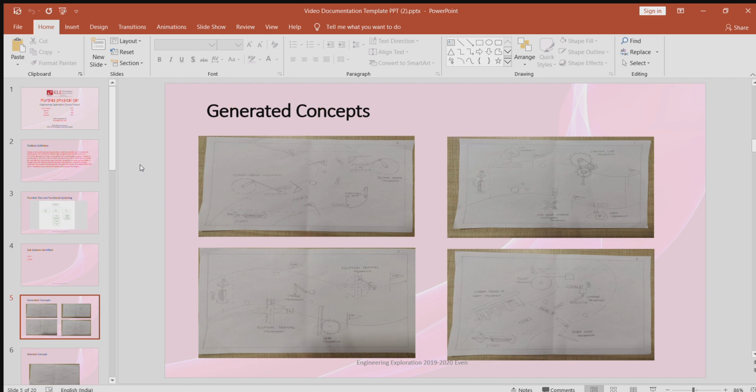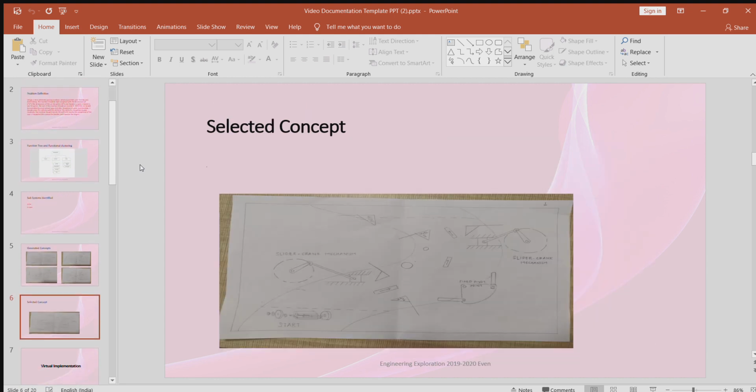We have generated 4 different concepts for this project using different mechanisms for the obstacles. And using Pugh chart with proper justifications, we have selected this concept for our implementation.